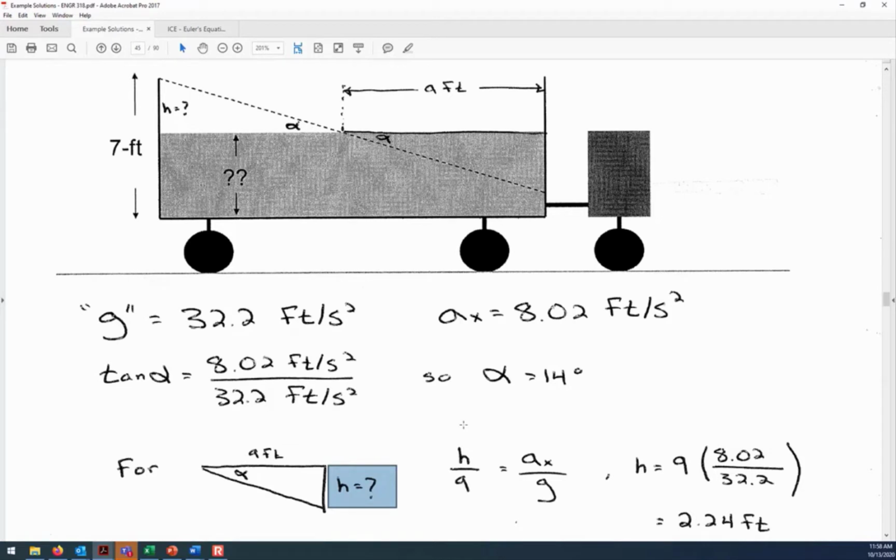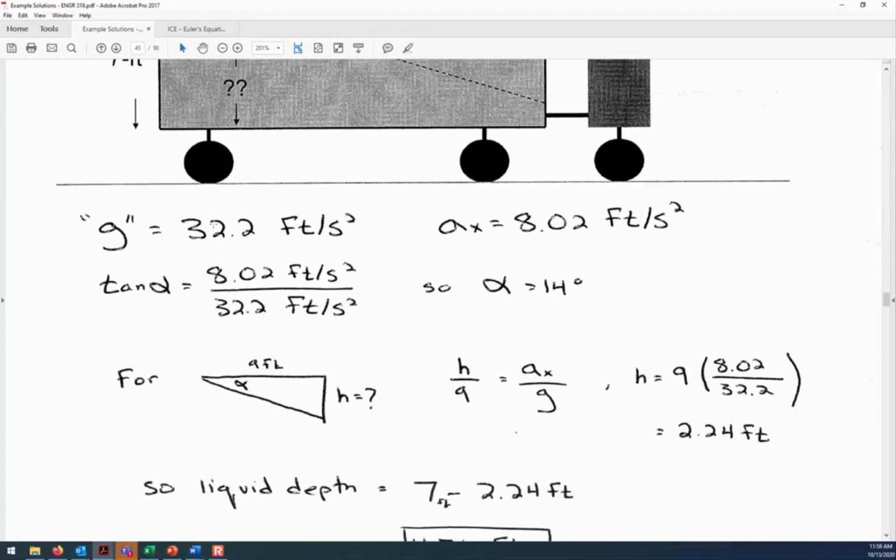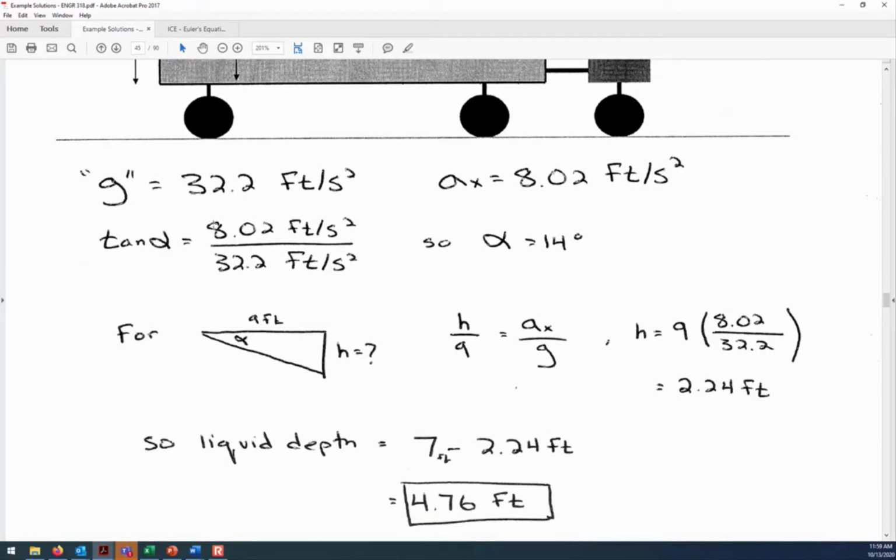So when it's accelerating forward at 8.02 feet per second squared, it's going to deflect up to 2.24 feet. Now, if it's accelerating less than that, then the deflection would be less. Delta H is going to be lower if the acceleration is lower. But this is the extreme case. If it's going to be rising 2.24 feet on the left, then we can't fill it up 7 feet tall, because if it was all the way full, then the liquid would be spilling out when the truck is accelerating. So we have to leave a little bit of head space. Sometimes that's also called freeboard, not to be confused with the Lynyrd Skynyrd song Freebird. Freeboard. So the liquid depth would be 4.76 feet.